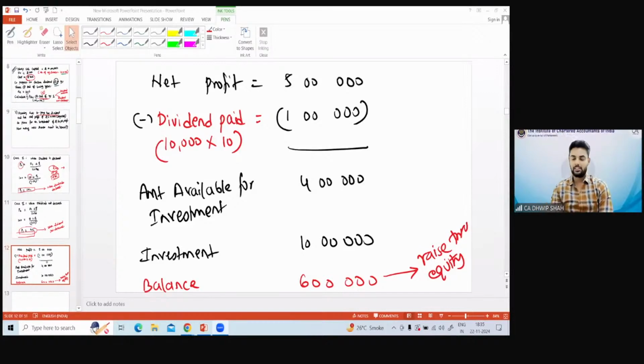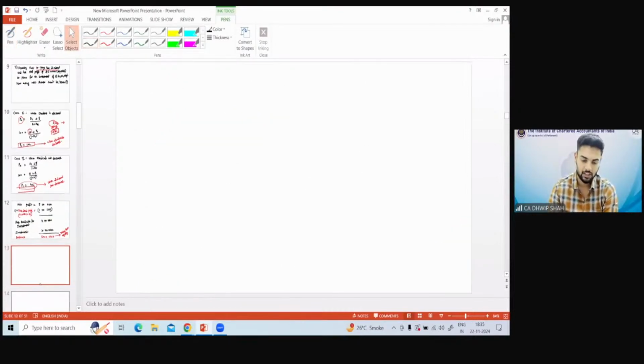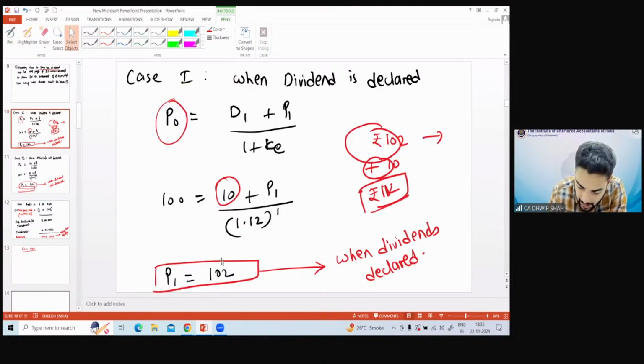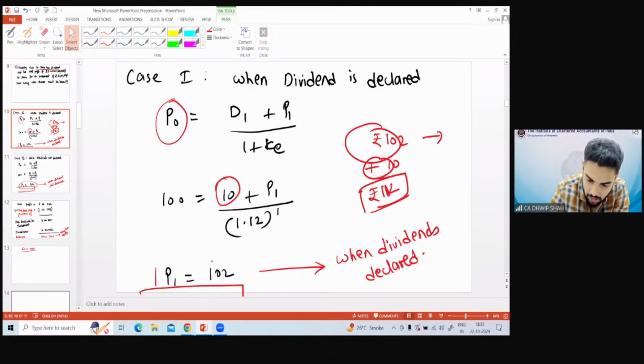Okay. So the balance 6 lakh I need to raise through equity. Correct. Now I know the amount to be raised. Amount to be raised is 6 lakh. But I have to raise this 6 lakh at some price. And can I say that price would be the year one price, which is 102? Hope you are following this.